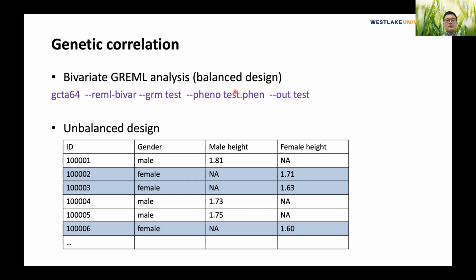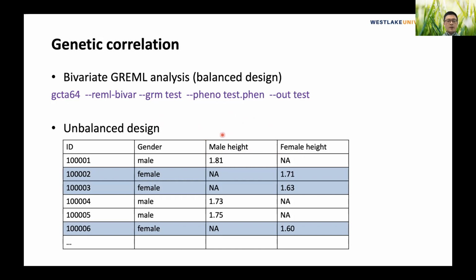I call this balanced design because in this analysis, we assume you have two phenotypes measured on exactly the same set of individuals. But in some cases, the design can be unbalanced. For example, in this case, if I want to estimate the genetic correlation between males and females for human height, I treat the male height and the female height as two different phenotypes.